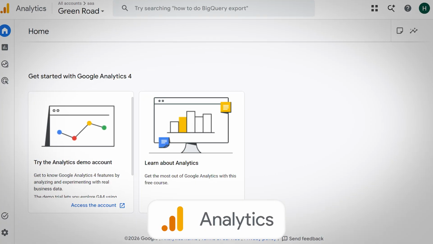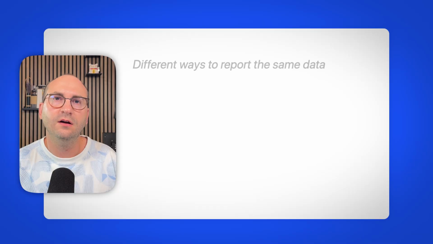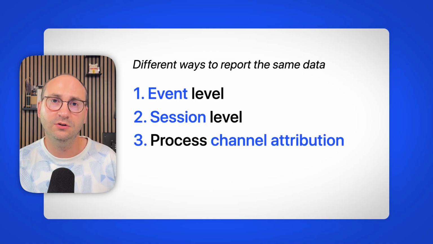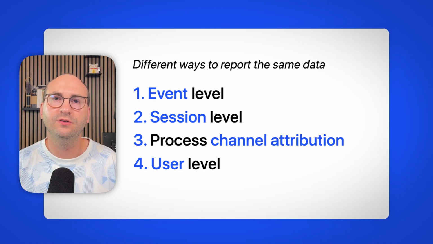Before you get into starting and analyzing reports, what you first need to understand is there are a couple things with Google Analytics 4 that are different than maybe you're used to and could make it look broken. For instance, there are a number of ways to report on the same data. It could be event level, session level, processed channel attribution, or even at a user level. And depending on how you pull that, the numbers are going to flex because of how that roll up and processing happens in the background.